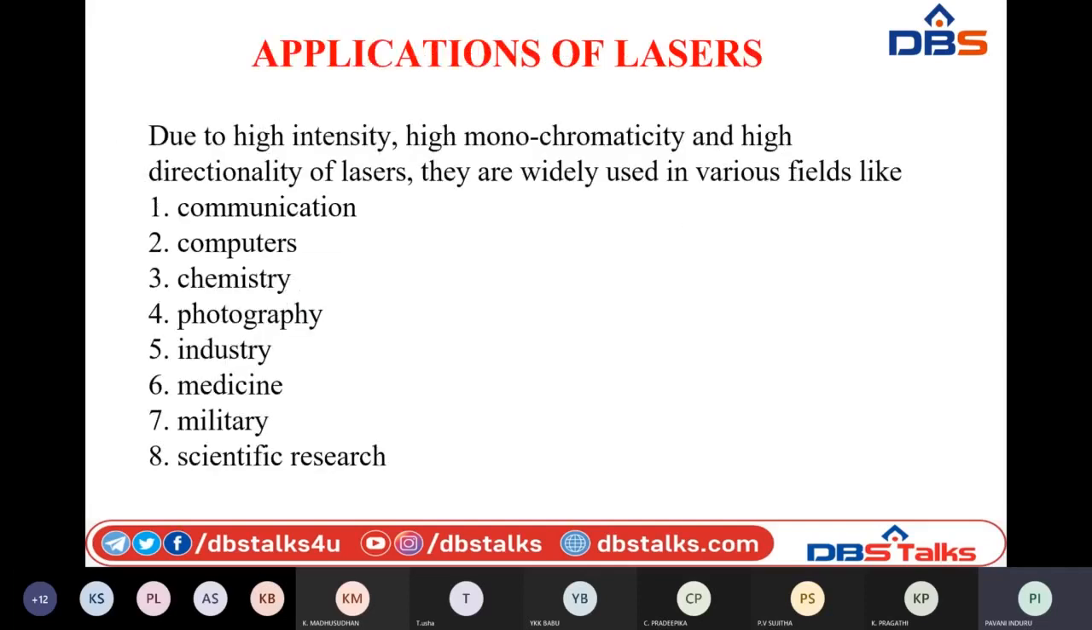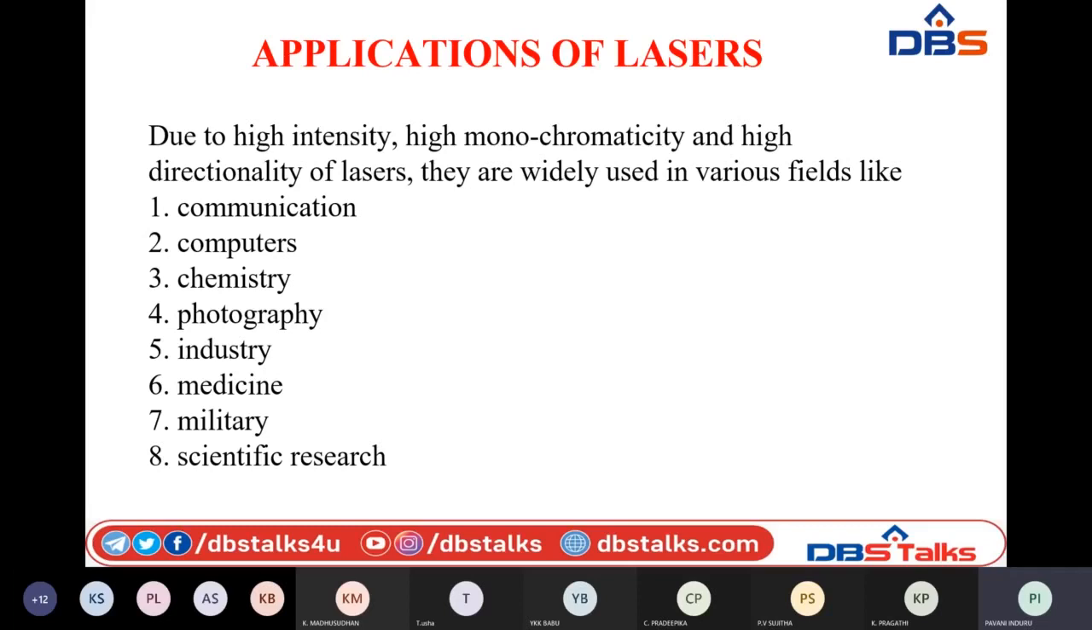Next, coming to the final topic of lasers, that is the applications of lasers, where we are going to use these different lasers. Since the properties of lasers are high brightness, high monochromaticity and high directionality, they are used in different fields. We use them in communication for transferring light energy over longer distances, which we are going to discuss in the next section. That is nothing but optical fibers.